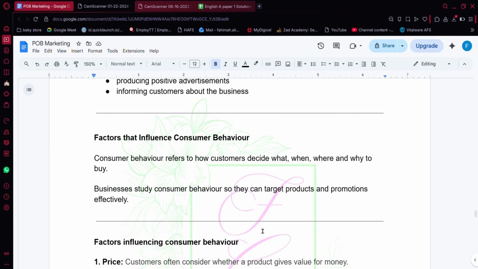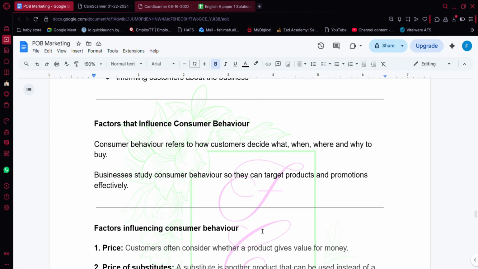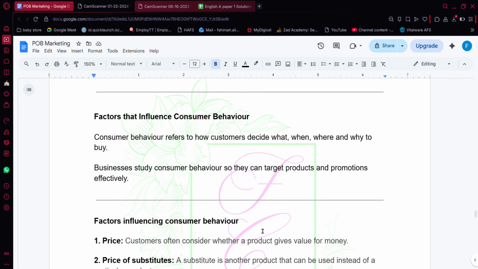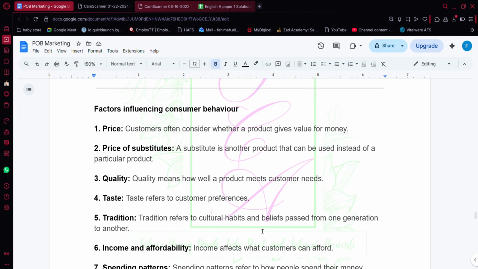Factors that influence consumer behavior. Consumer behavior refers to how customers decide what, when, where, and why to buy. Businesses study consumer behavior so they can target products and promotions effectively. Factors influencing consumer behavior. Price. Customers often consider when a product gives value for money.